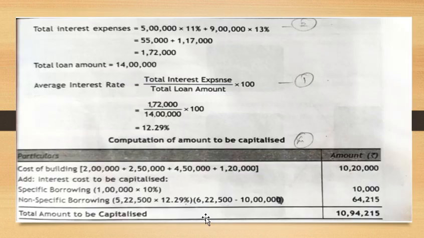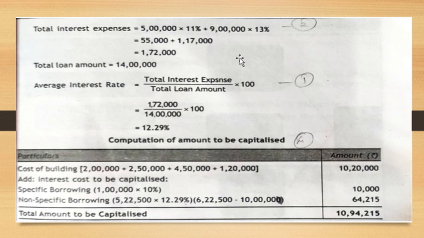And the calculation is here. Along with the cost of building, we will add your specific loan with the interest which is charged for it. And for this non-specific loan, we have calculated the average interest rate because there are two loans taken, and the interest rate for each is different.